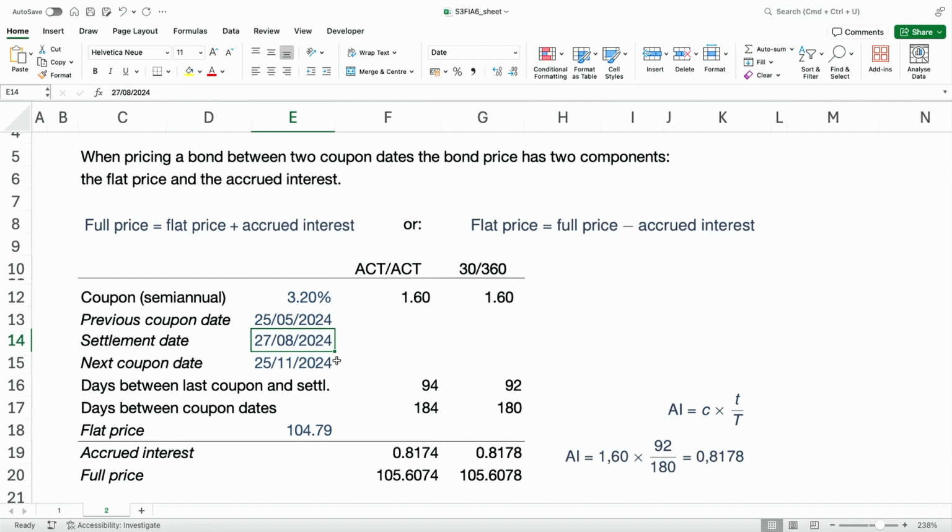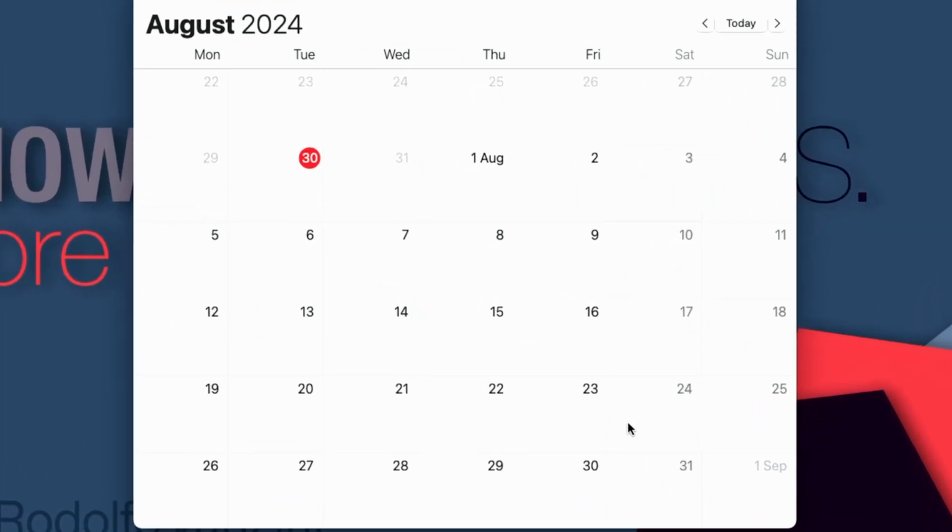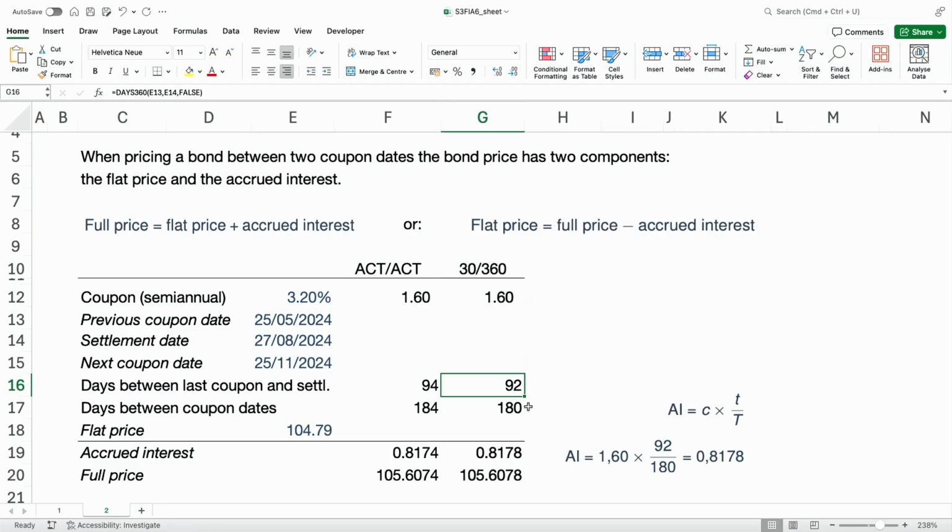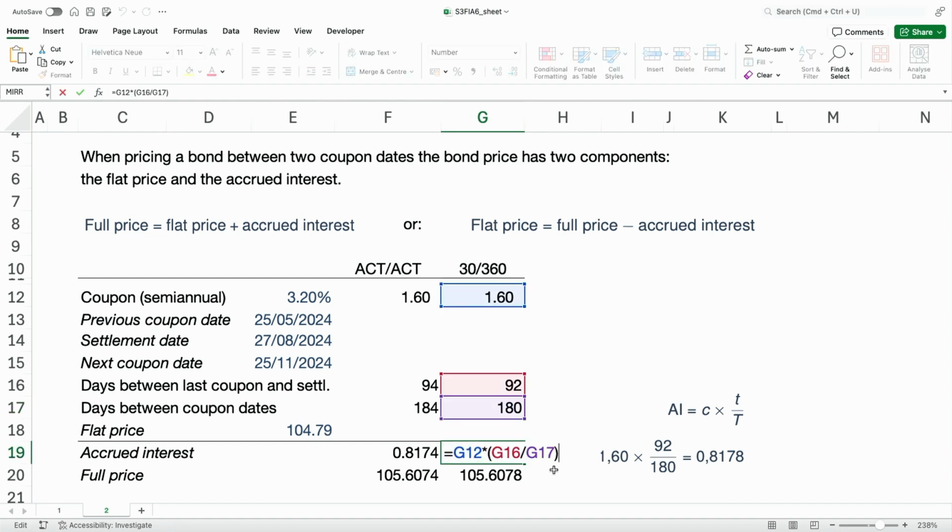The number of days that has passed since the last coupon, May 25th, for a settlement date on August 27th, that is the second business day after the transaction. Since August 23rd is a Friday, the second business day is Tuesday, August 27th, in Luxembourg, where the bond is traded. So the portion of interest, considering the coupon is 1.60, for this bond is given by this fraction here, 92 days divided by 180, times the coupon 1.6, equals 0.8178.